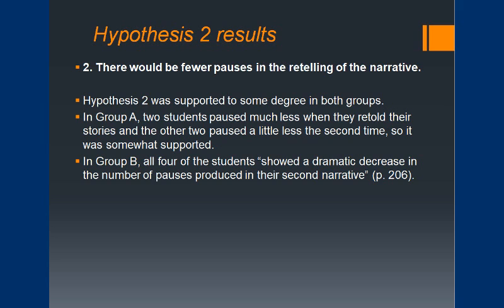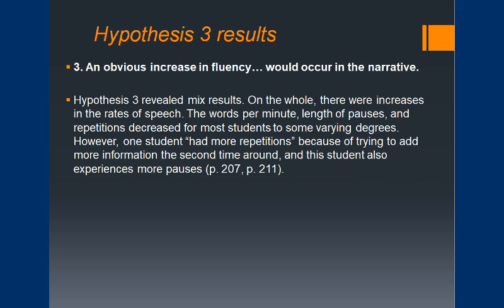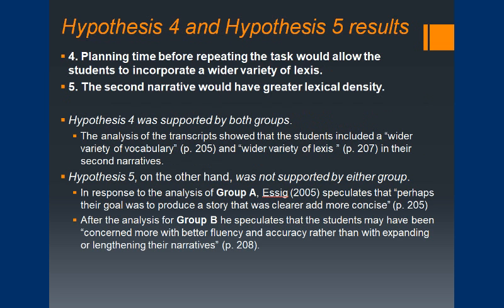For hypothesis 3, which said an obvious increase in fluency would occur in the narrative, there were mixed results. For the most part, there were increases in the rates of speech, which he details in his appendix. The words per minute, length of pauses, and repetitions decreased for most students to some degree. But one student had more repetitions in her story because she tried to add more information the second time around. And this student also experienced more pauses in her story.